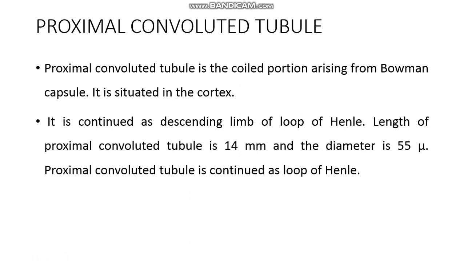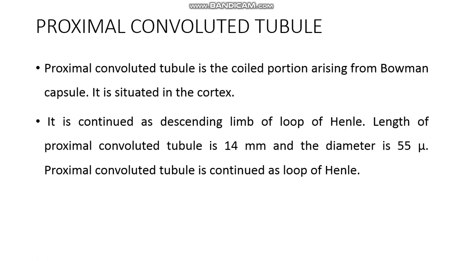First one, PCT, the proximal convoluted tubule. It is the coiled portion arising from Bowman's capsule, and its location is in the cortex. Then it is continued as the descending limb of the loop of Henle.